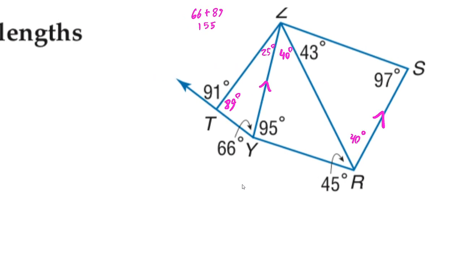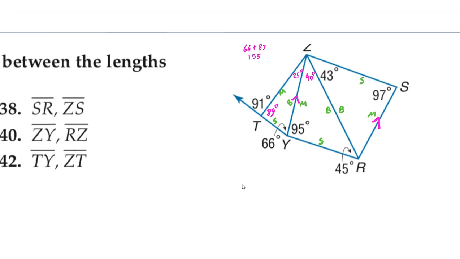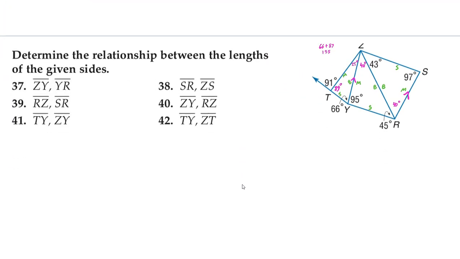So now let's go ahead and label sides. Okay, so I'm going to do green here. I'm going to say in this triangle, this is the big, this is the medium, and this is the small. In the middle triangle, this is the big, this is the medium, this is the small. And in the right triangle, this is the big, this is the medium, and this is the small. And now we can go ahead and put those all together. Let's see what we got, okay?